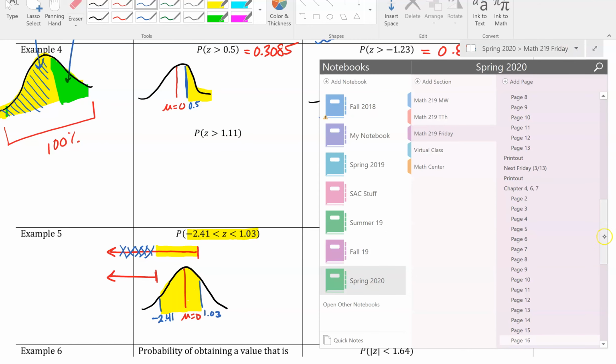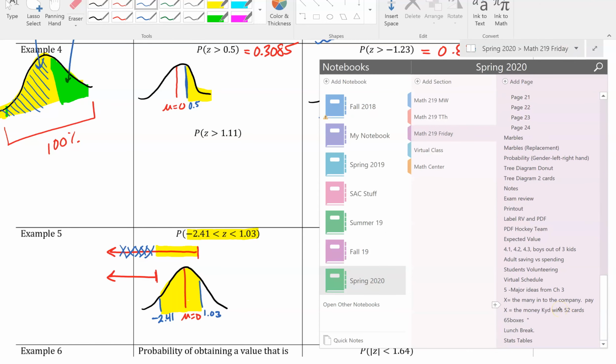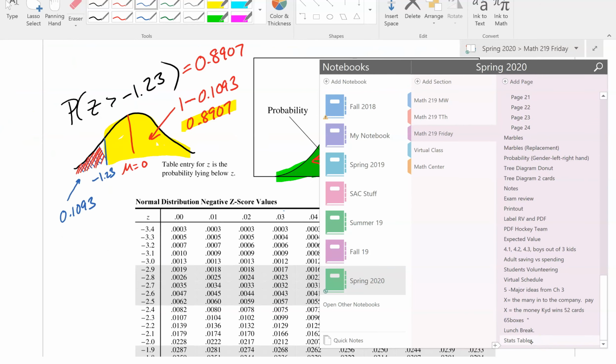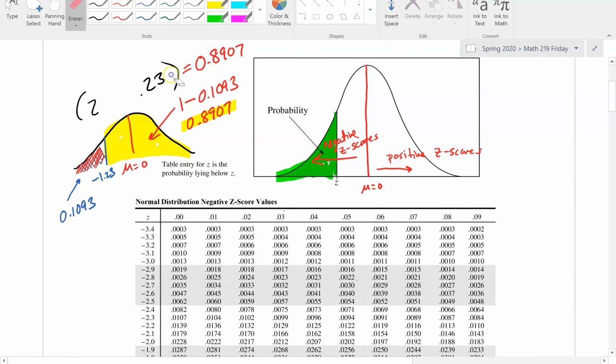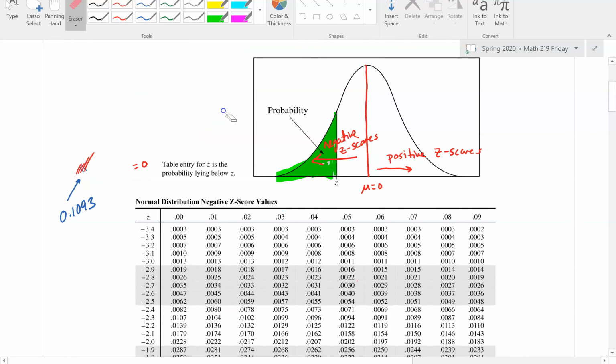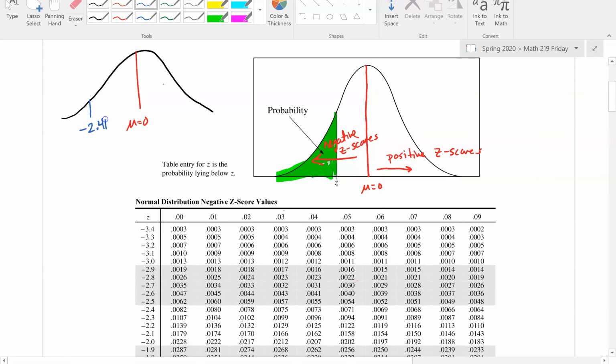Let me go down to the z-tables again. Now this one I'm going to need positive and negative z-tables, so this is going to be fun. So let me erase all this work. Draw the same picture. Okay, I had a z-score of negative 2.41 and then a z-score of 1.03, and I wanted the area in between the two of them.